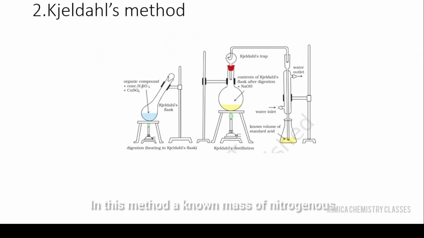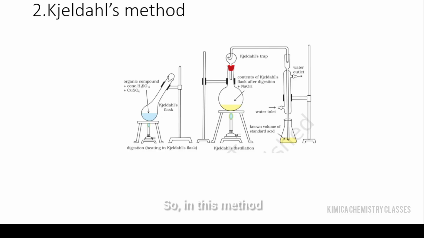In this method, a known mass of nitrogenous organic compound is digested with concentrated sulfuric acid in the presence of a little potassium sulfate and a little copper sulfate. The copper sulfate acts as a catalyst, and the nitrogen present in the compound is quantitatively converted into ammonium sulfate. The resulting mixture is heated with excess sodium hydroxide solution, and the ammonia evolved is passed through an excess volume of standard acid.